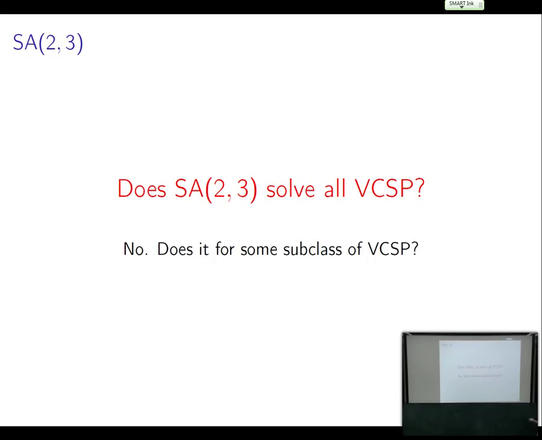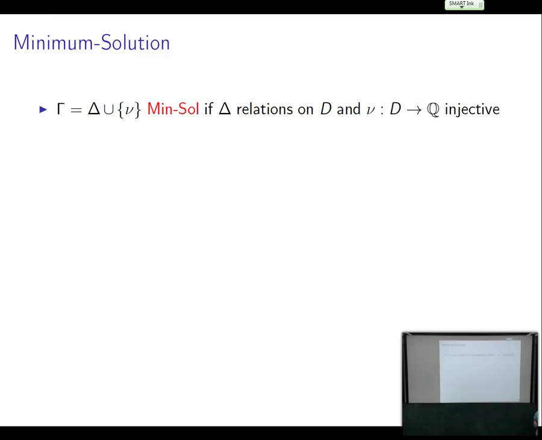This method that's known and can be proved. And again, you can ask, is there a large and interesting class of problems for which this is a sort of universal algorithm, solves everything that can be solved in polynomial time? And it turns out there is. This is my last slide. It's the class of so-called minimum solution problems.